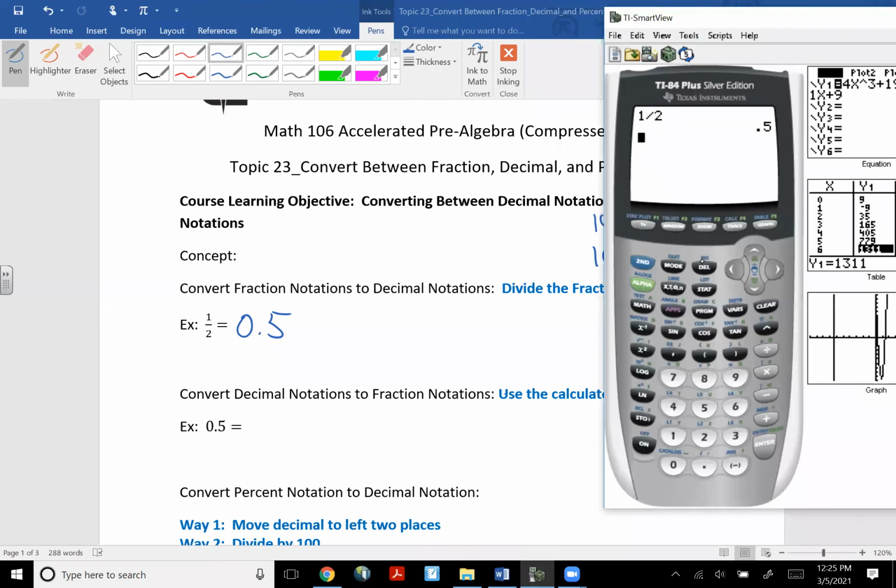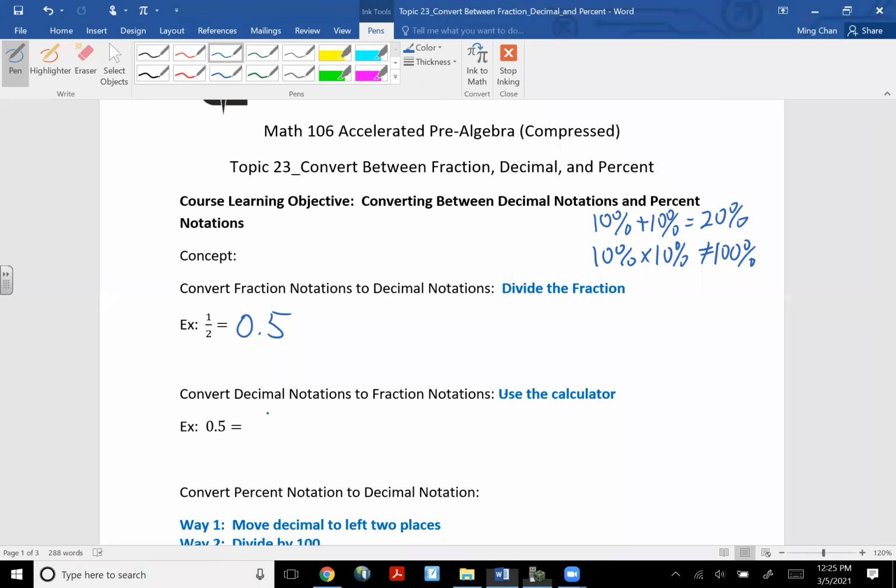So with the 0.5 on my calculator already, for my graphing calculator, I can just simply press math and choose number one, fractions. That'll give me a half. If you have one of those scientific calculators, again, you're looking for the command F to D. Okay, decimal to fraction, fraction to decimal.